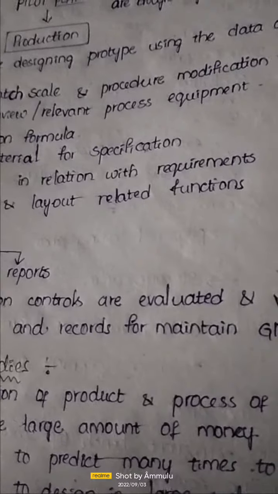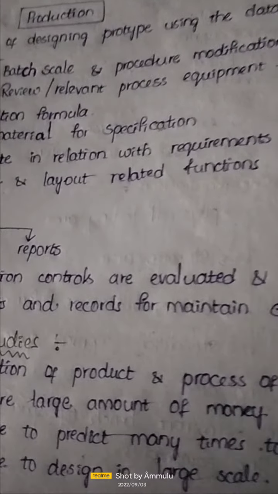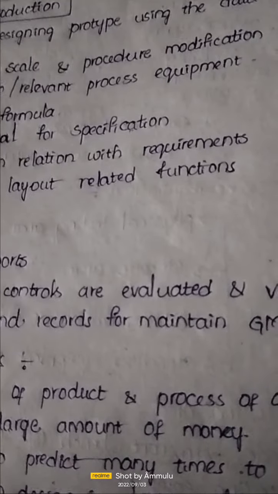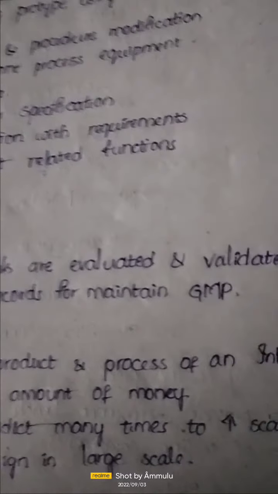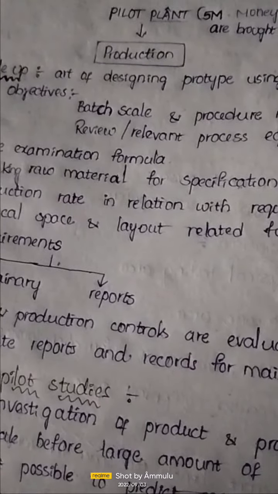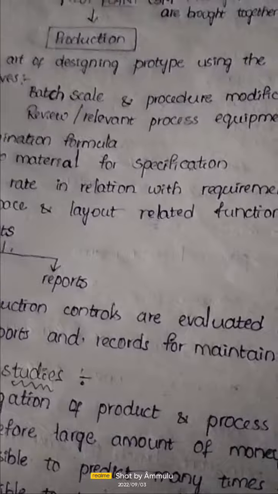And in the scale-up process, the requirements are of two types, that is tertiary and reporting types. Reporting requirements are there, and also reports requirements are there in the scale-up process. In the scale-up process, the production of products can be calculated and evaluated.